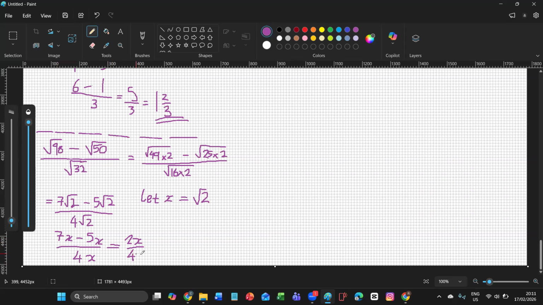Over 4x. Oh, that's 2x. Over 4x, 2x. So the x will cancel itself, isn't it? Yes. Leaving me with what? 2, 1 over what? 2. So can you see what happens at the end of the day? My answer is what? Half. See that? Yes.